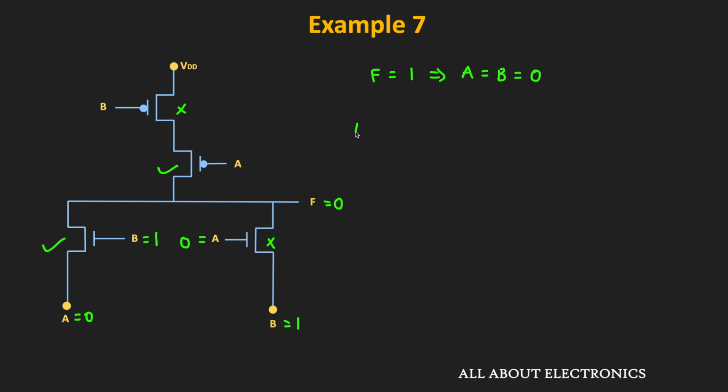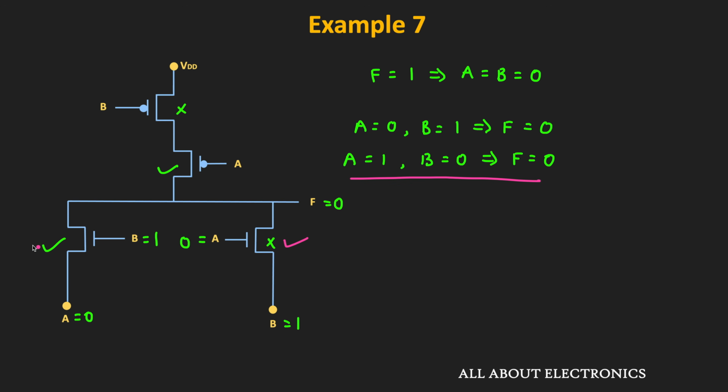Or in other words, we can say that whenever this A is 0 and B is 1, then this output F is equal to 0. And the same thing will also happen whenever this A is 1 and B is equal to 0. So in that condition also, this output F will be equal to 0. So in this third condition, this transistor will remain in the on condition while this transistor will get turned off. And since the B is equal to 0, so this F will get connected to the 0. That means in these two conditions, this output F is equal to 0.